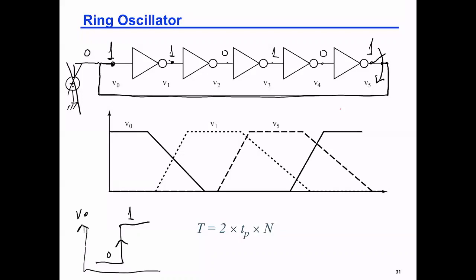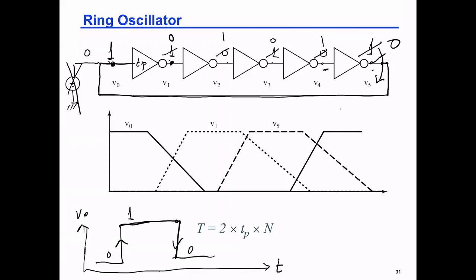Okay, and this is the time scale. Now, this one after a delay tp is going to flip V1 to become what? 0. Did anything change here? Then we wait for V5 to flip; this one flips to 1, this one flips to 0, and so on.